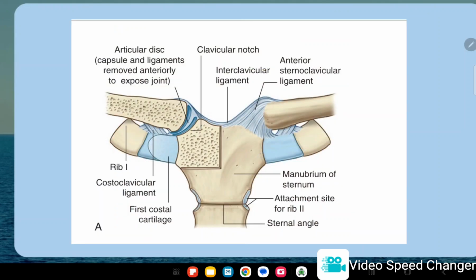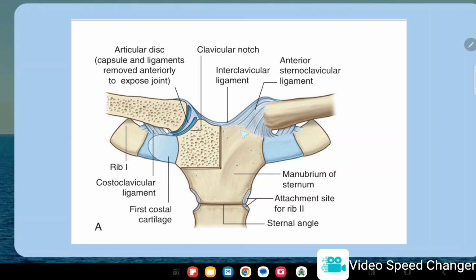Here you can see some additional features. Apart from the sternoclavicular joint and the part which touches the costal cartilage, there is the interclavicular ligament. Inter means it connects one clavicle with the other clavicle. The second feature is the anterior sternoclavicular ligament. The posterior one is not visible here, but just remember that wherever there is a joint, there will be ligaments which strengthen the joint. So this is the sternoclavicular joint now.